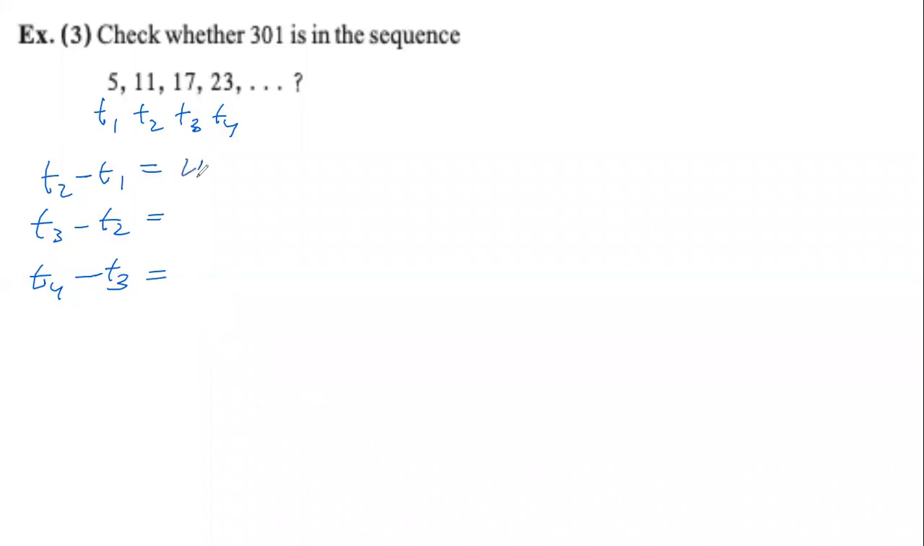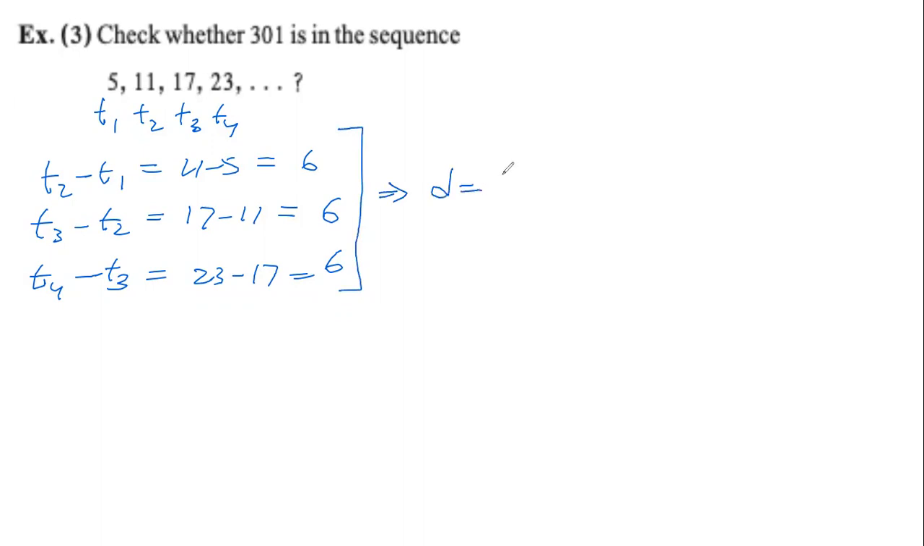So T2 minus T1 is 11 minus 5. T3 minus T2 is 17 minus 11. T4 minus T3 is 23 minus 17. In all the cases, it is 6, 6, 6. Because all these are equal, we can say that the difference is common and 6. And because it is this, so we know, yes, AP. This is an arithmetic progression. This is the reason why we need to do this, because in the question it says this is a sequence.